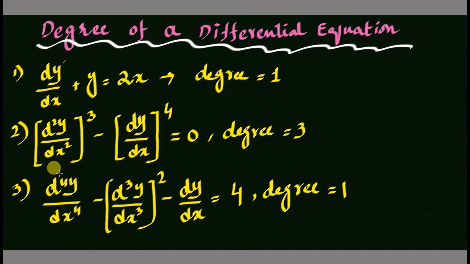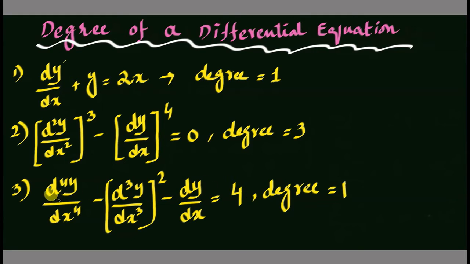And what is the conclusion? The conclusion is you just need to pick the power of the highest order differential coefficient that is present in the given differential equation. Don't bother if there are some other powers. We are not interested in the highest power of the equation. Make sure we are not interested in the highest power of the equation.